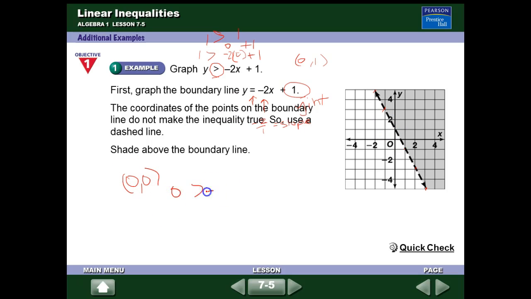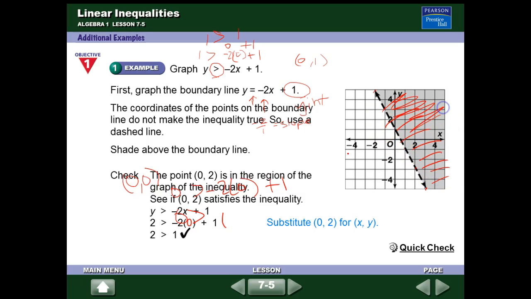Is 0 greater than or equal to negative 2 times 0 plus 1? Is 0 bigger than 1? No, it is not. So we are going to shade the other side.